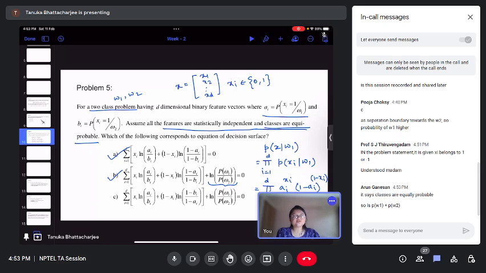If your classes are equally probable, both these terms are equal. So, it simply cancels out and it becomes ln of 1 in this term. So, it just becomes 0 and your option A is also a valid option. Both of these are correct just because probability of omega 1 is equal to probability of omega 2.